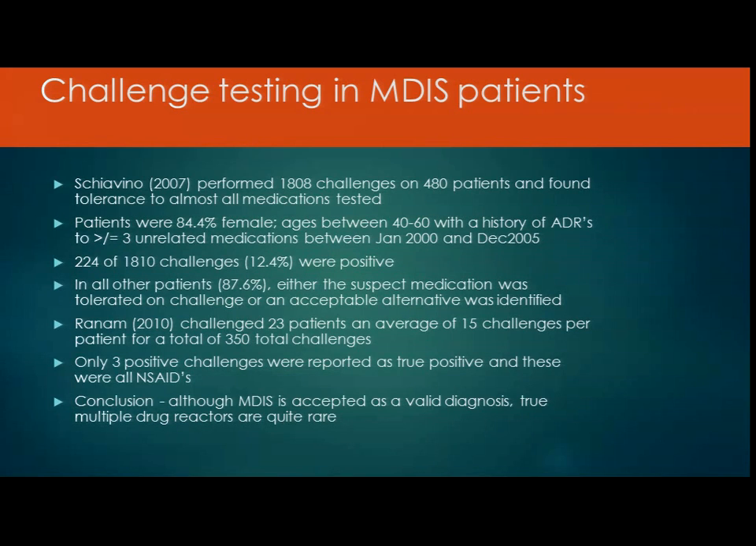So these other 2 people are also at Kaiser, just independent of that first big study? No, the challenge studies are from outside of Kaiser. Shavino was done in Italy and Renam was done in Spain. So these are outside sort of verifying the Kaiser data. So again, the only thing that was positive in one guy's study was NSAIDs, and in the other guy's study, only 12% of these patients had a positive reaction to anything.